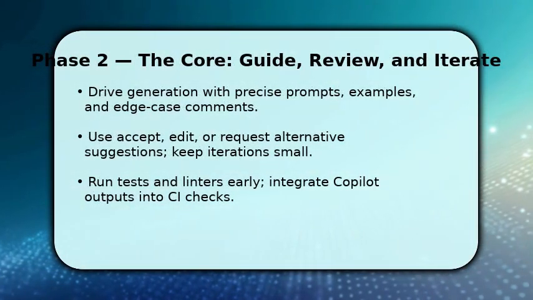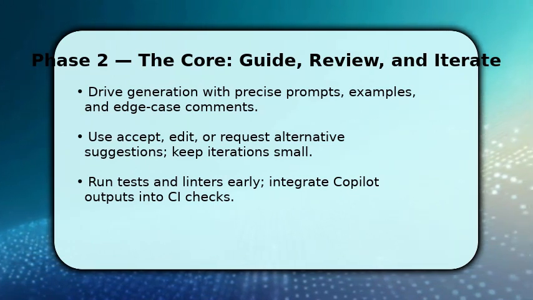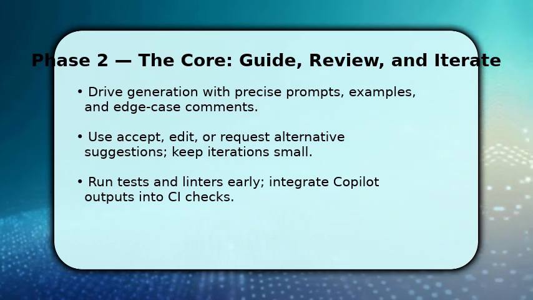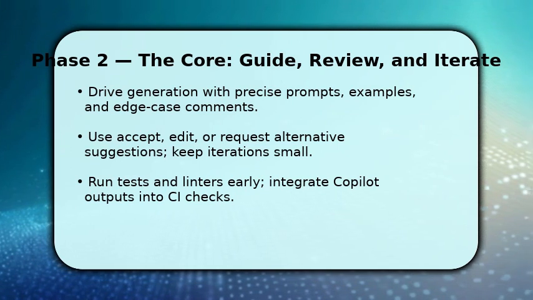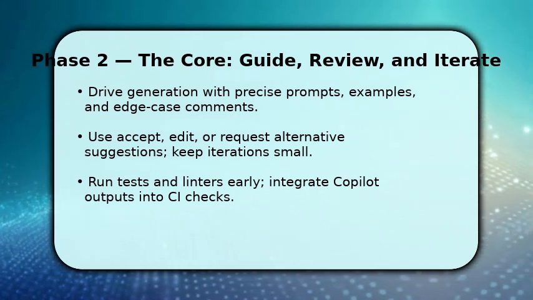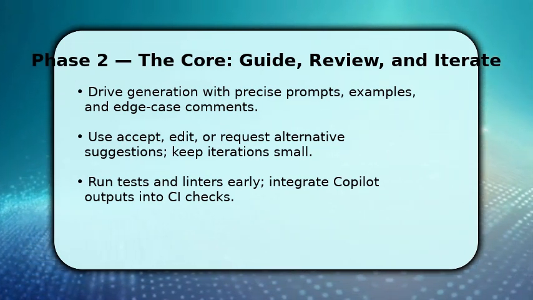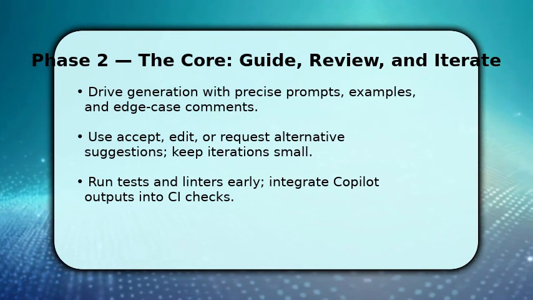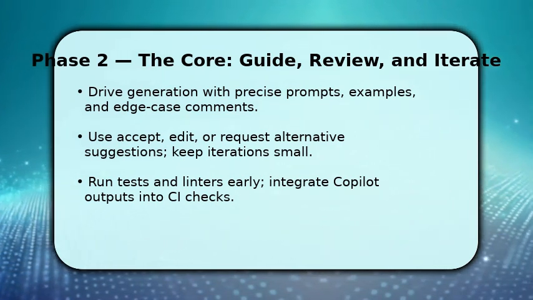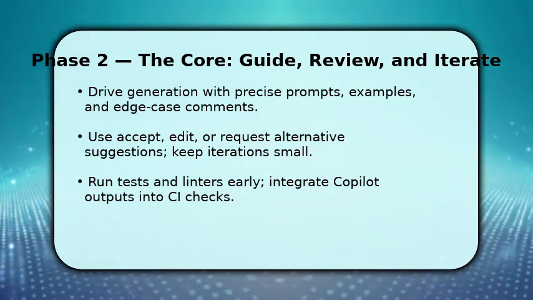You now shape Copilot by providing examples, edge case comments, and clearer prompts. Specific context yields focused code. As you accept suggestions, edit them immediately to nudge style and correctness, and request alternatives when output drifts. Once changes compile, run unit tests and linters to catch logic or style mismatches early. Make sure to commit incremental snapshots so you can revert. This iterative loop teaches you how to push Copilot toward reliable, maintainable code faster.